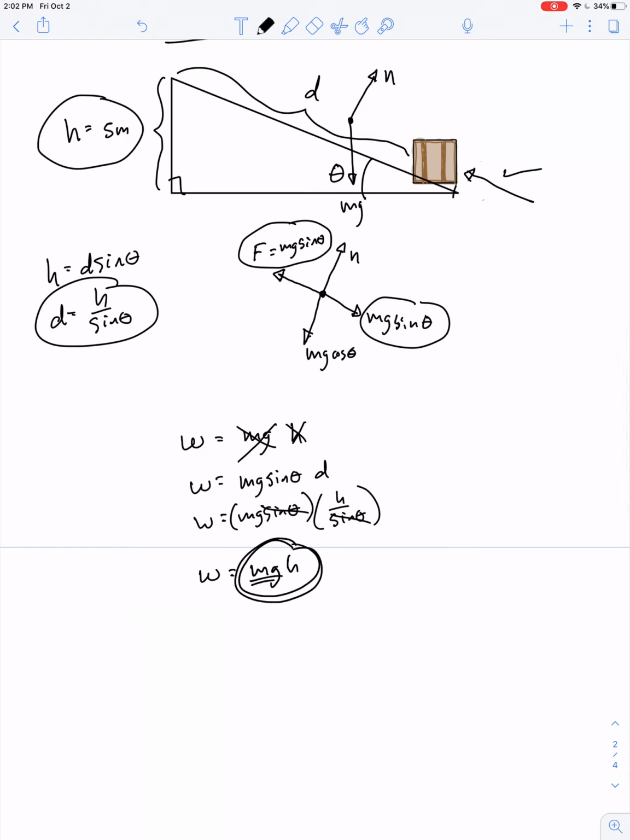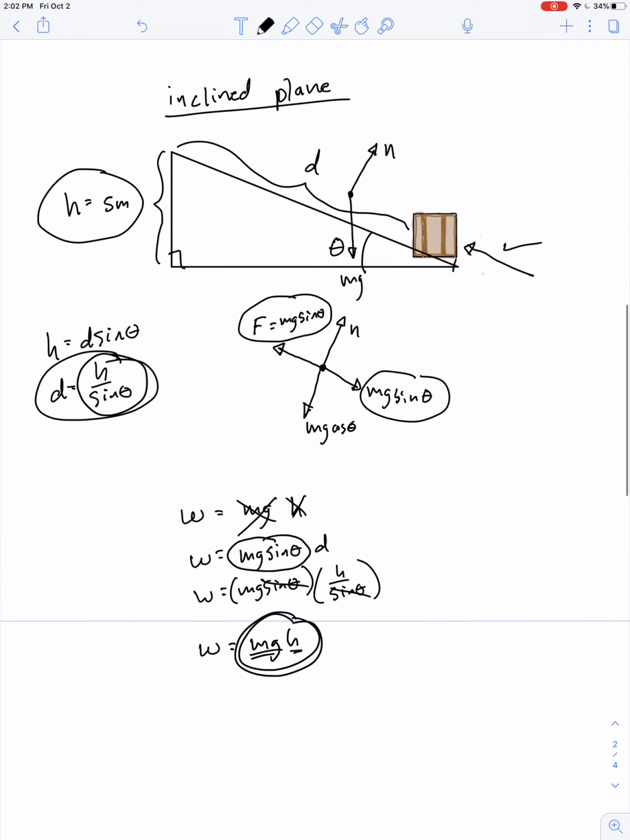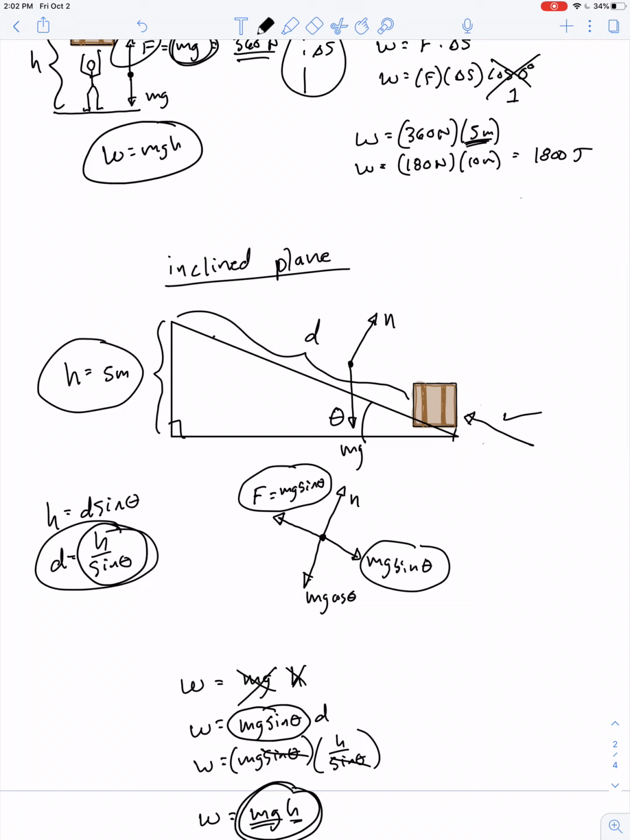But the force wasn't actually mg. It was the smaller value mg sine theta, and the distance wasn't actually h. It was the larger value of h divided by sine theta. And keep in mind, this is assuming that it's a frictionless inclined plane. If there was friction, then there'd be a second force back in this direction down the incline, and so your applied force would have to be that much greater in the forward direction, and you would actually end up doing more work by using the inclined plane.